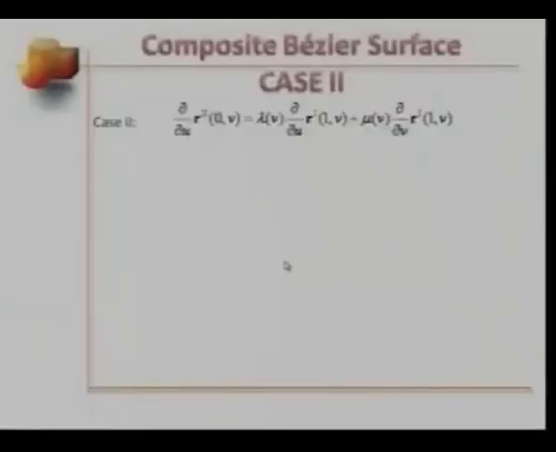Let's look at case 2 now. Partial of R of the second patch with respect to U at U equals 0, V equals lambda of V times partial of the first patch with respect to U at U equals 1 for any V plus any scalar as a function of V times partial of R1 with respect to V at U equals 1, and for any V, mu of V is another scalar function of V.